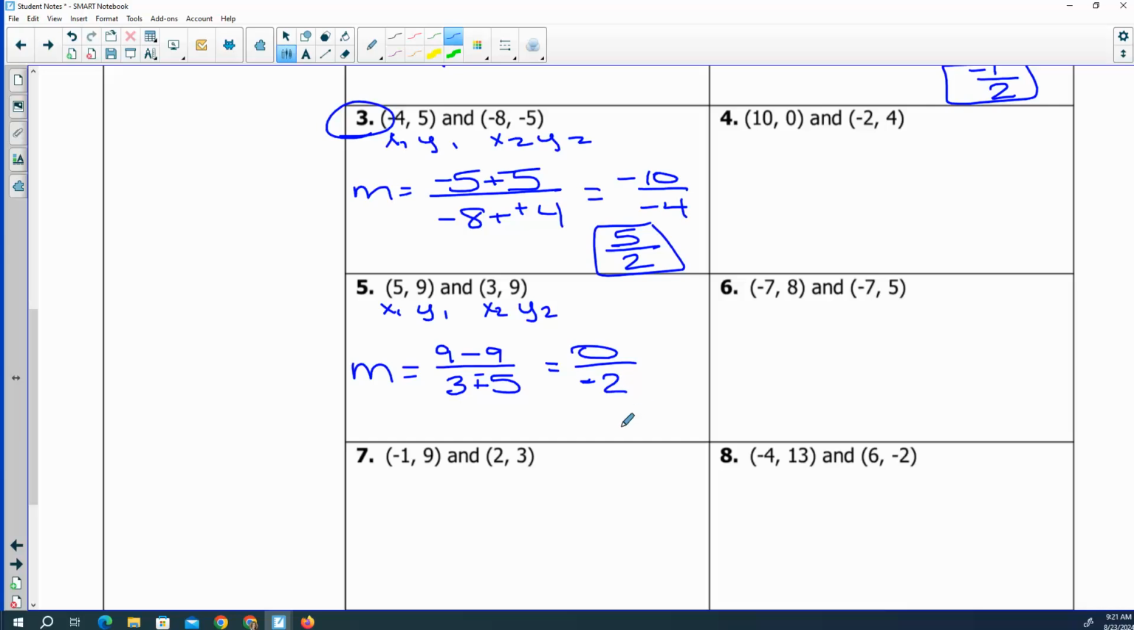What is 0 divided by negative 2? 0 divided by anything is 0. Hey, do you remember yesterday? What kind of line is it if the slope is 0? It's a constant, just a horizontal line there. Alright. Number 6.